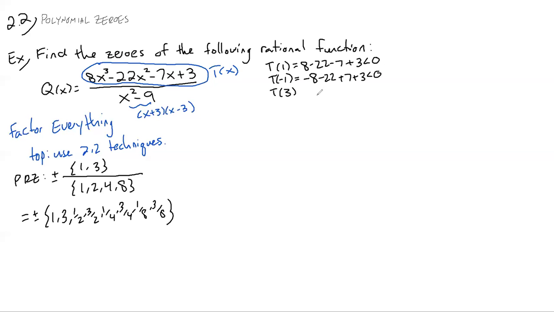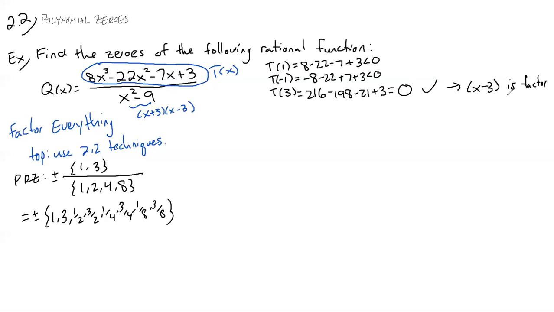What is that? 8 times 27, I want to say 216. Yes. 216 minus 22 times 9. I think that's 198. Then 7 times 3 minus 21 and plus 3. And so what do we get? The positives are 219, and the negatives are also negative 219. So yeah, we get our 0, which is good. I know that x minus 3 is a factor.